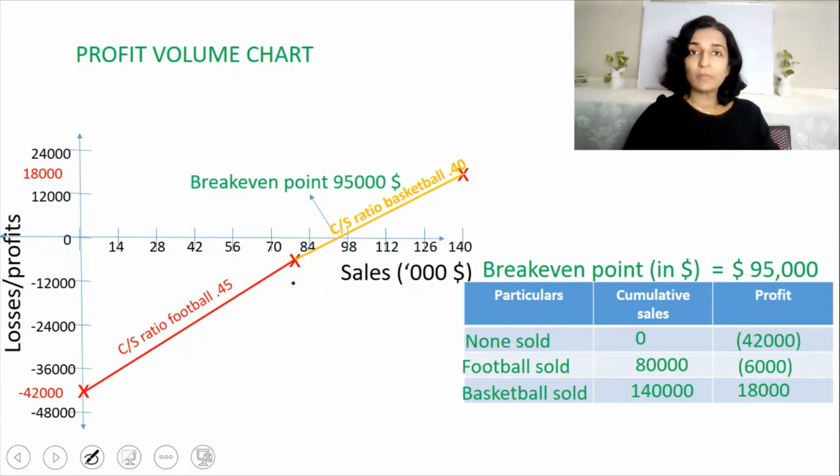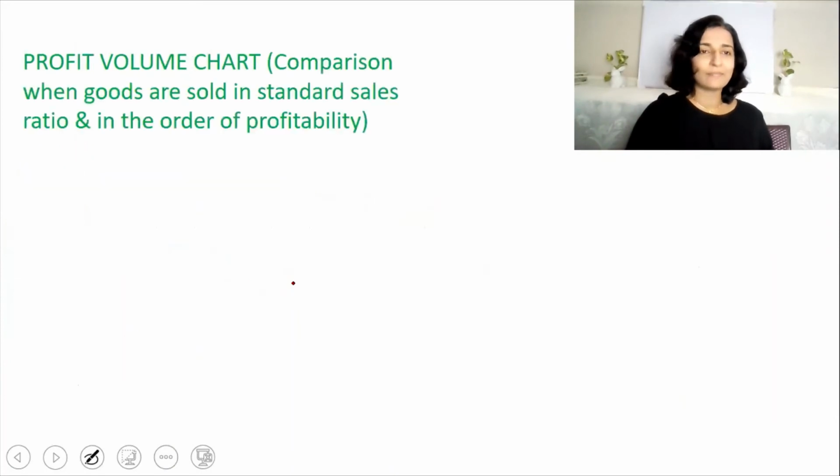Now, in the question paper, what they will show is, they will give you the profit volume chart by showing both these profit lines. What are both these profit lines? When goods are sold in the standard sales ratio and when goods are sold in the order of profitability. So we will just take a look at how the profit volume chart will appear when both these profit lines are depicted in the same chart. So let's take a look.